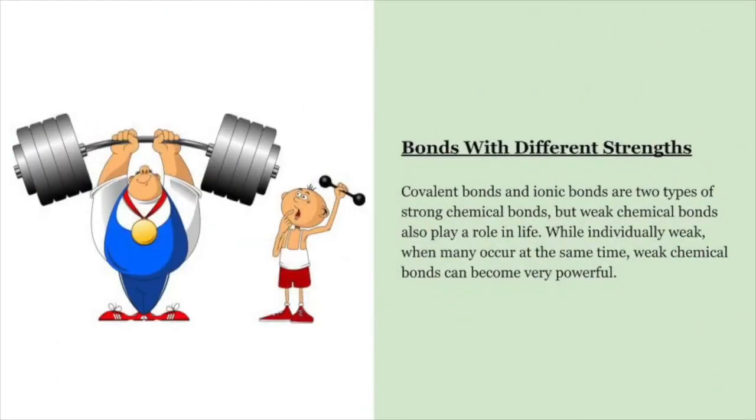Bonds with different strengths. Covalent bonds and ionic bonds are two types of strong chemical bonds, but weak chemical bonds also play a role in life. While individually weak, when many occur at the same time, weak chemical bonds can become very powerful.